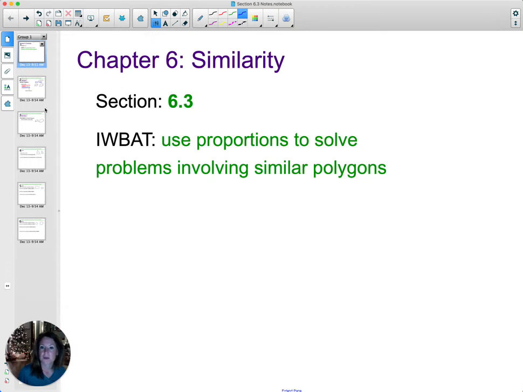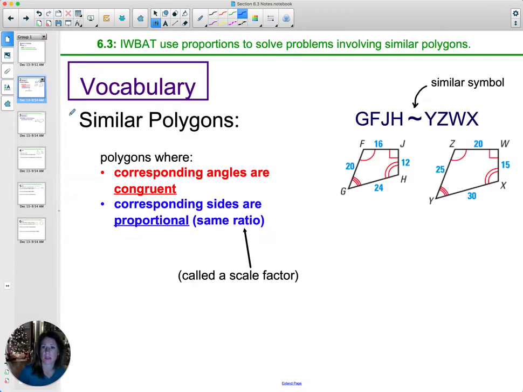In this video, we are going to look at section 6.3 and how to use proportions to solve problems involving similar polygons. So let's take a look at what similar polygons are. Anytime that two figures are similar, it means that they have corresponding angles that are congruent. All your corresponding angles that are in the same spot from shape to shape are congruent to each other. And then corresponding sides are proportional. Proportional means in the same ratio. So you're going to divide the two similar sides, the same relative side, from one figure to the next.